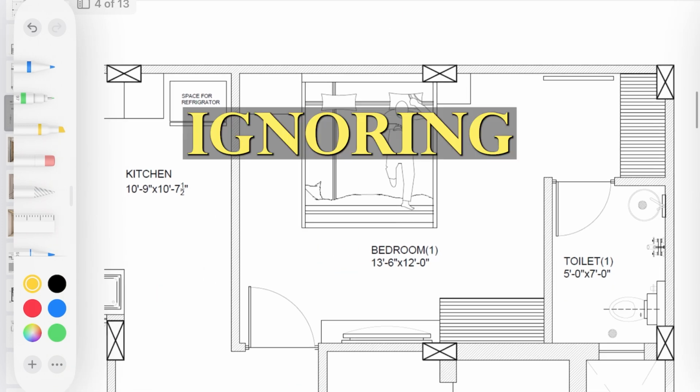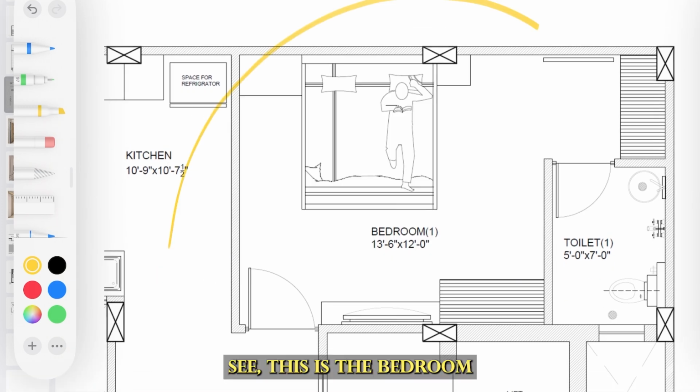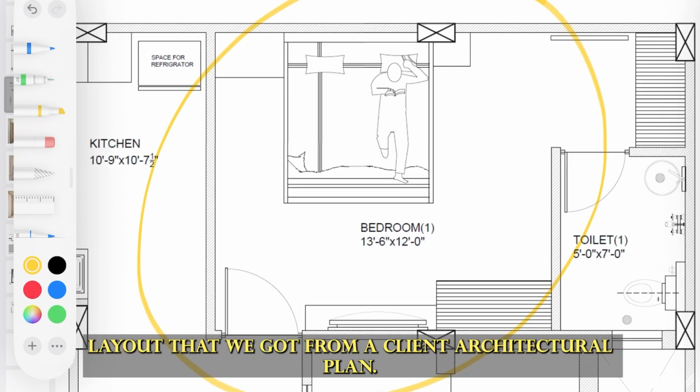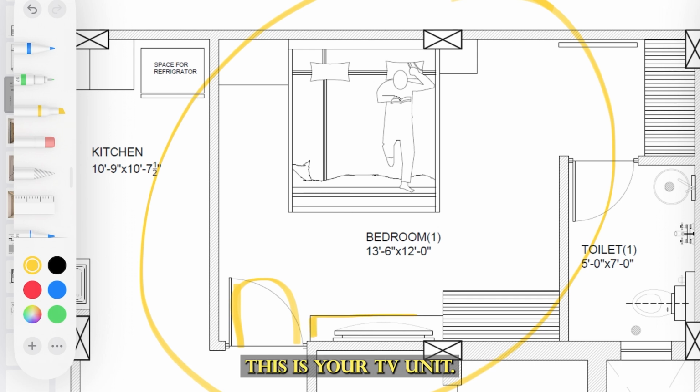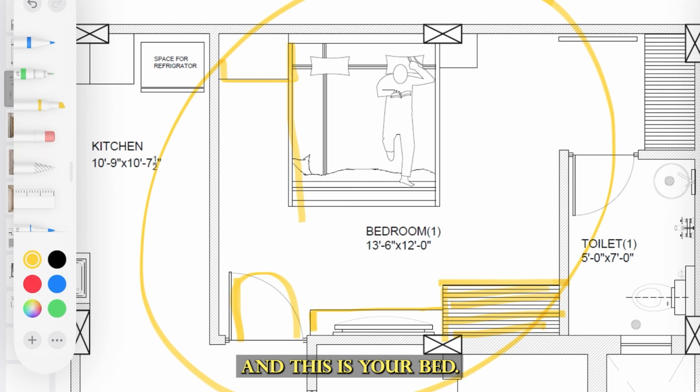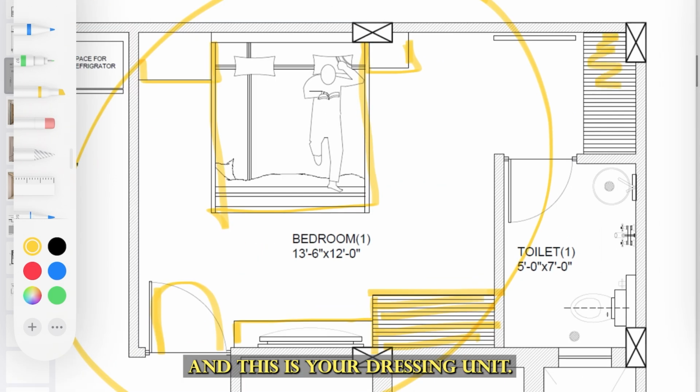Another point is ignoring the value of storage. See, this is the bedroom layout that we got from a client, architectural layout plan. So you have your main entry here. This is your TV unit. This is your wardrobe. This is your side table and this is your bed. This is your another side table and this is your dressing unit.